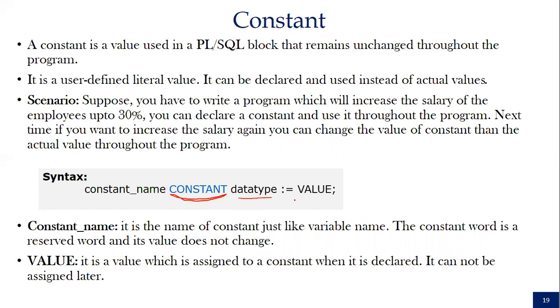Whenever you are writing a large program, the same value is used at different times. So whenever you want to change this value at multiple places, you can change it by using the constant name. This is one scenario. Suppose you have to write a program which increases the salary of the employee by 30%. You can declare a constant and use it throughout the program. Next time you want to increase the salary by a particular amount, you can directly change this value. Then the salary for every employee will be changed in the whole program.